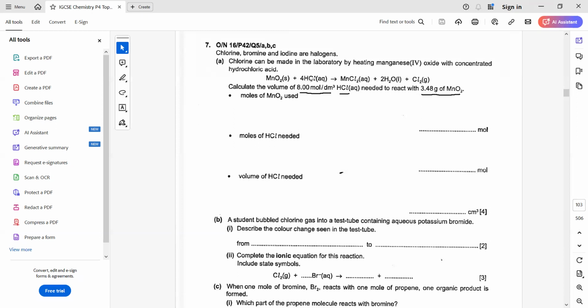Okay. Now, first thing is, what's this? This is mass. Is that correct? So can I use this mass to figure out moles? But that won't be moles of HCl. That would be moles of MnO2. So let's find this out. So any formula that helps us to find out moles if mass is given? Do we have a formula for that?